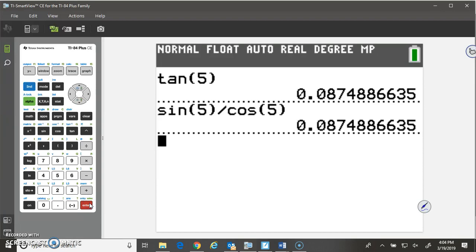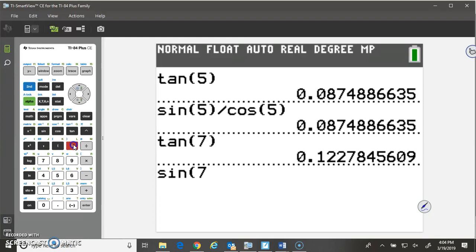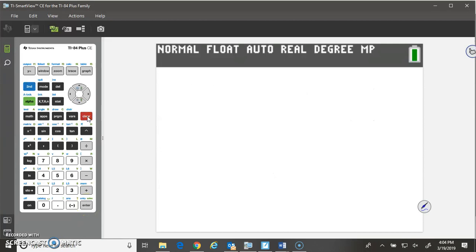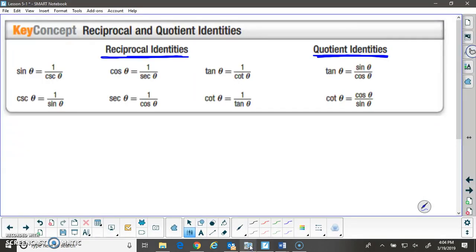So this is true no matter what angle you pick. So if we did the same thing with a different angle, tangent of 7 degrees, compared it to the sine of 7 degrees divided by the cosine of 7 degrees, you get the exact same thing. So that's why it's an identity, and we will use it in this lesson.